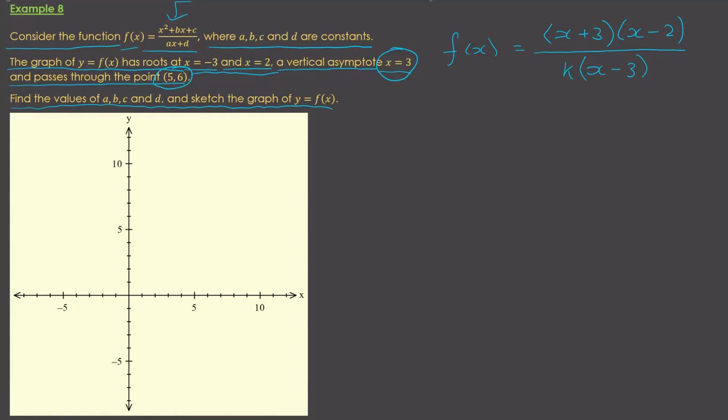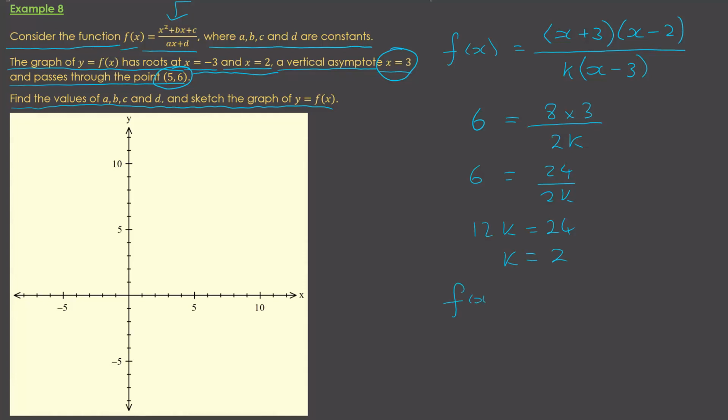It goes through the point 5, 6, which means that f of x is 6 when x is 5. So 6 is going to be 5 plus 3 is 8, 5 take away 2 is 3, and 5 take away 3 is 2, so we end up with 2k on the bottom. So 6 is going to be 24 divided by 2k. That gives me 12k equals 24, and therefore k is equal to 2.